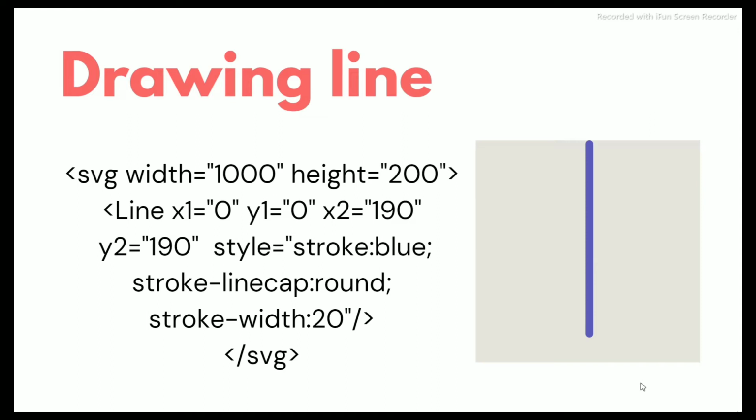In the style we use stroke, which specifies the color of that object, and we have the stroke-linecap, which specifies whether the end of that line is round, or square, or in a different position. At last we have the stroke-width, which specifies the width of that line, whether it is 20, 30, 40, and many more. And we will end the line tag. This is how we draw the line in HTML5 using SVG.